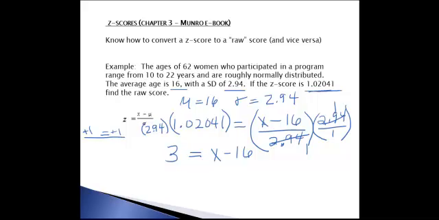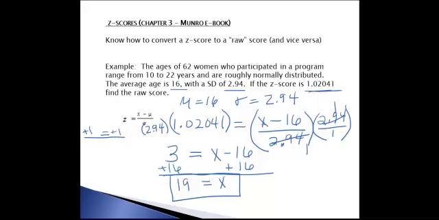Right now, x is being subtracted by 16. I do the opposite and add 16. What I do to one side, I do to the other. This negative 16 plus 16 is just 0. X plus 0 is just x. So I have x equals 19. So that is my raw score.